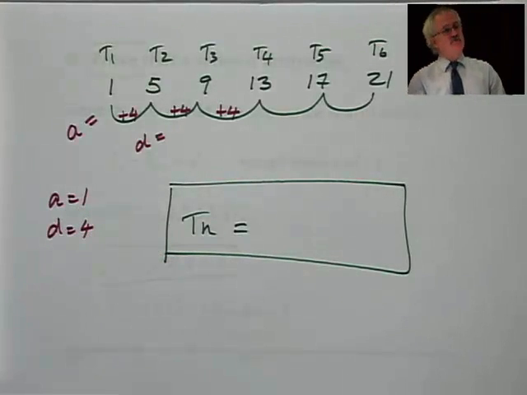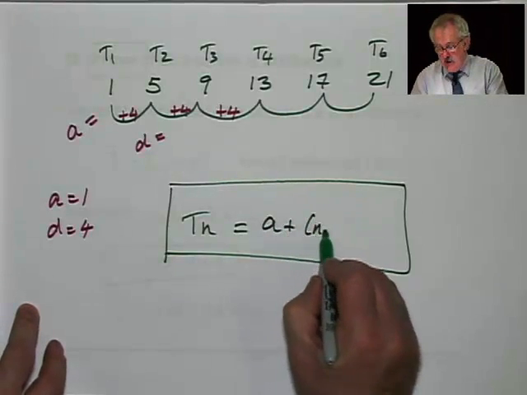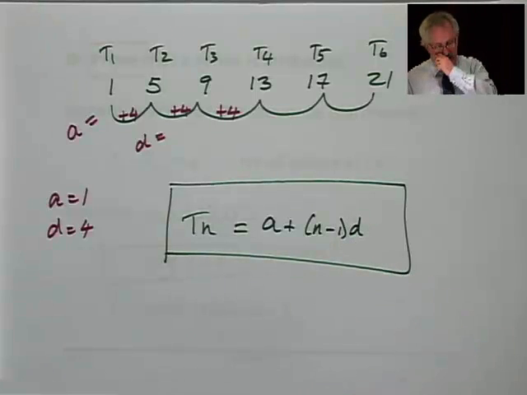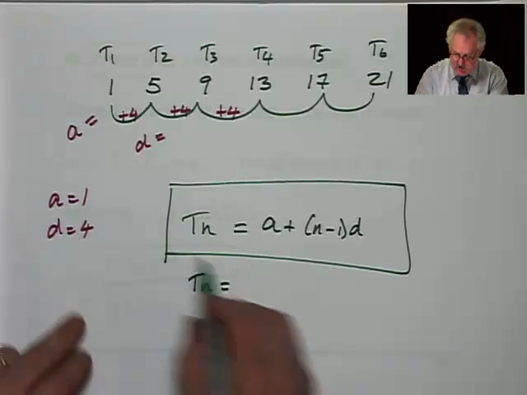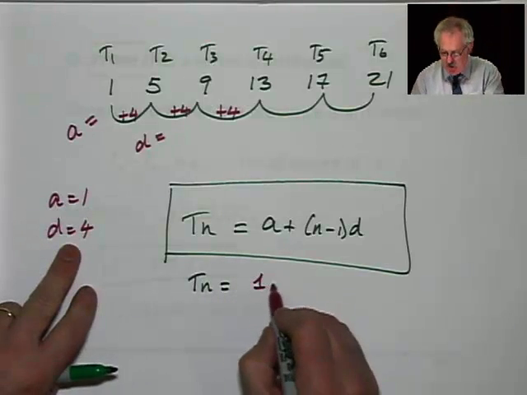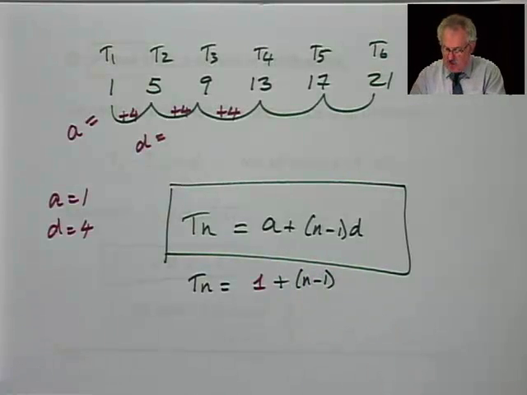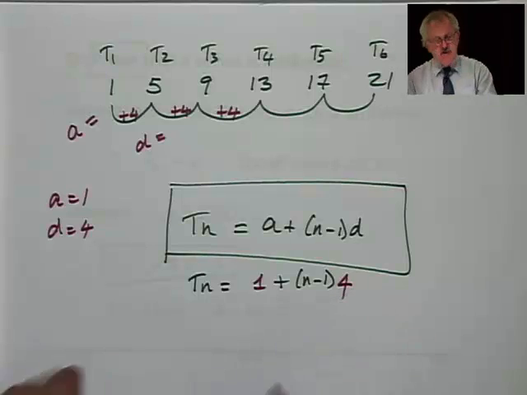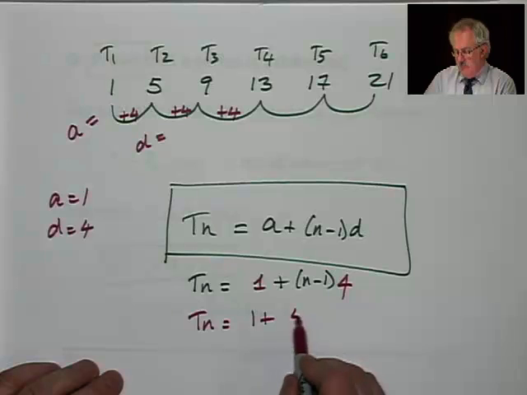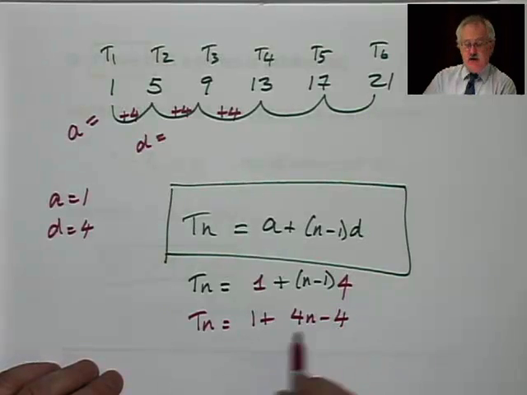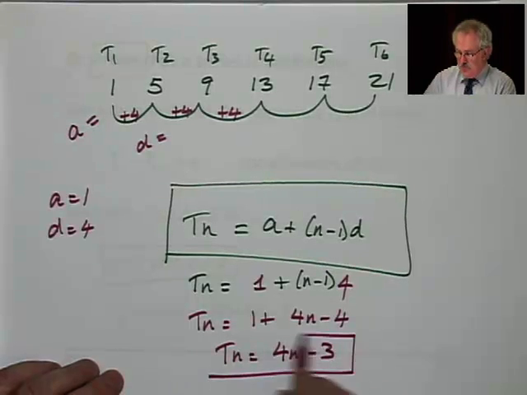We look up the formula tables, and it tells us that this one is A plus (n minus 1)D. That's the general formula. But our specific one is that Tn is equal to A, which is 1, plus (n minus 1) times D, which is 4. So Tn is equal to 1 plus, multiplying in, 4n minus 4. Distributing the numbers across, Tn is equal to 4n minus 3.